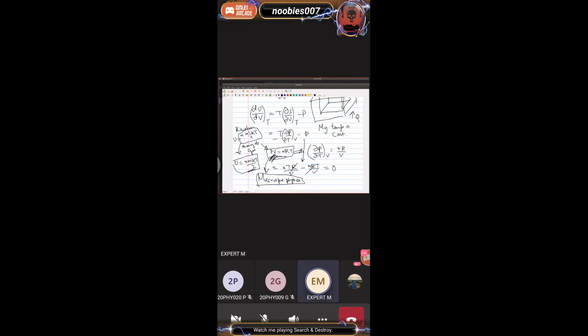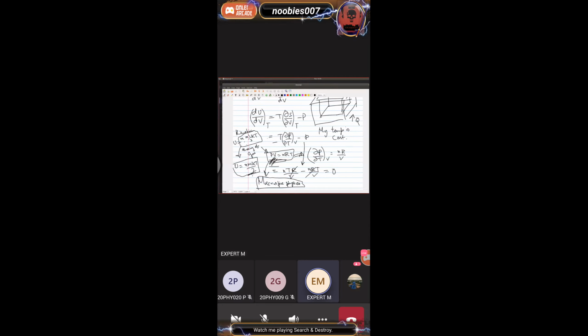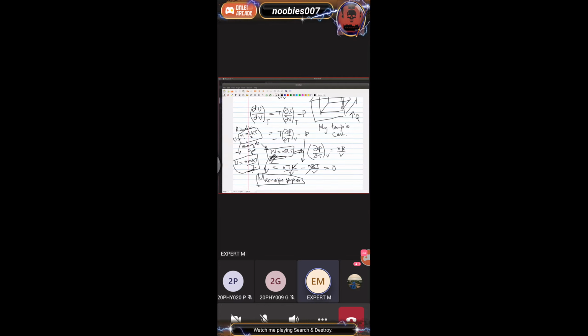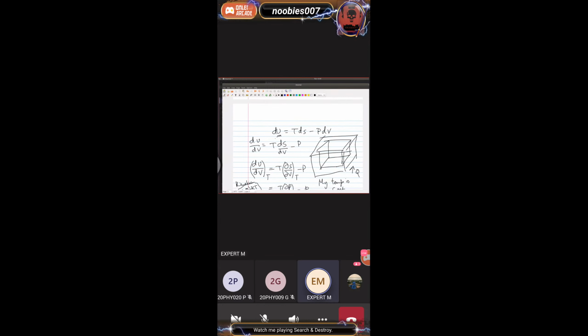So from the microscopic description, you can easily understand that this U should not depend on volume, right? But from the macroscopic description, which is the ideal gas equation, you have no idea about the internal physics, but still you can come to the conclusion that U is only a function of temperature and independent of the volume. Is it fine?